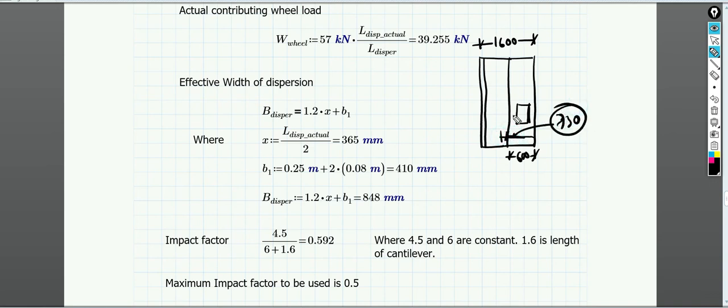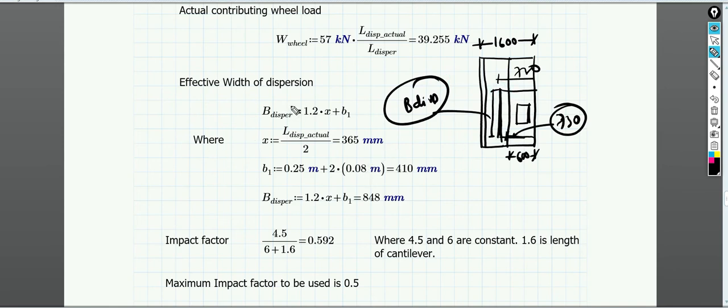This dispersion length we have calculated, but on the other side the width is also required, because up to what is the width of this particular load? The load is not dispersed in only one direction, it will be dispersed in all directions. So it is a two-dimensional distribution, not one-dimensional. This is 730 we have calculated, but we also have to find how it is dispersed, this portion we need to find out.